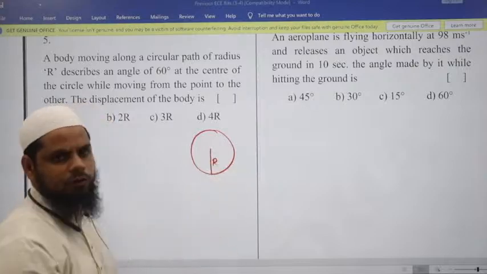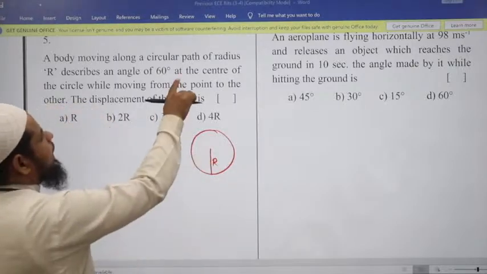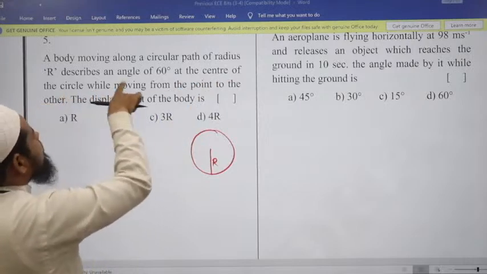Radius is r. Now at the center, okay, so making an angle of 60 degrees.